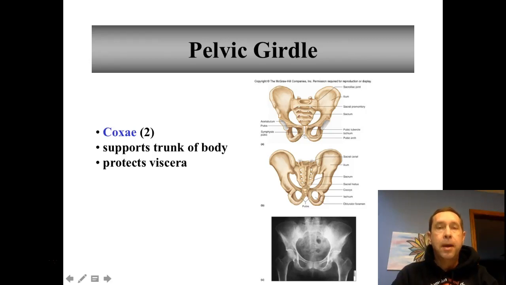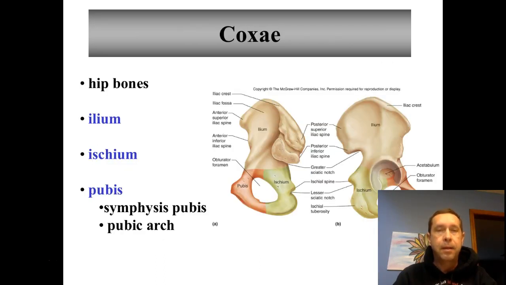In this video, we're going to talk about the bones that make up the lower appendicular skeleton, starting with the pelvic girdle, which is formed in an adult by two large pelvic bones, the coxa, which are actually three smaller bones that have fused into one. So each hip bone has three bones or three regions.